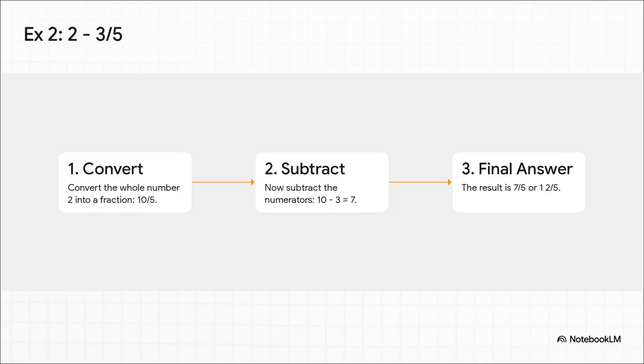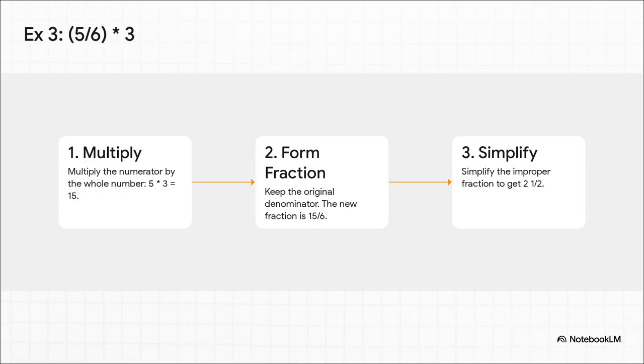Next, we've got subtraction. So how do you take a fraction away from a whole number like 2? Well, the trick is just to get them speaking the same language. We can rewrite the number 2 as the fraction 10/5. And once you do that, it's just a simple subtraction. 10 minus 3 is 7. Our answer, 7/5.